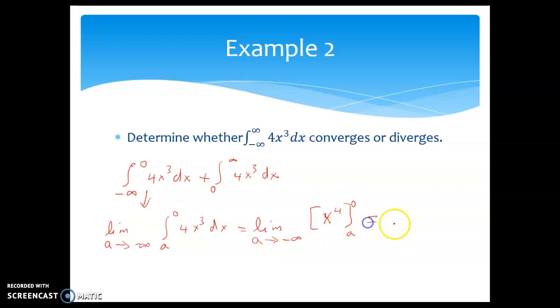So then when we evaluate that, the limit as a goes to negative infinity of 0 minus a, so it's going to be minus a to the 4th. When we take the limit of that, we're going to get infinity. So that means this diverges. This whole thing here diverges. So if this diverges, that means this also will diverge.